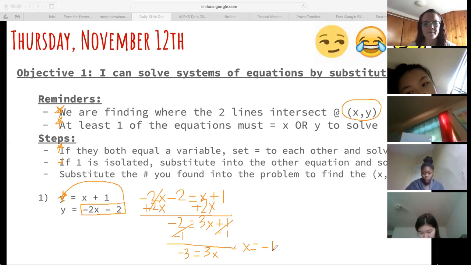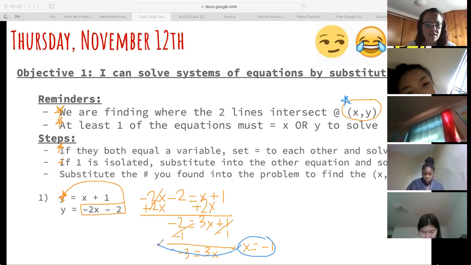I solved for x. Now, the last step, remember our whole point is that we are trying to find the coordinate that they are intersecting at. So I still need to find y. I have my x, but I don't have my y. So I'm going to take this answer and plug it back into one of these equations over here. It absolutely doesn't matter which one you plug it into. I'll show you right now. You can plug it into either one and you would get the same answer.